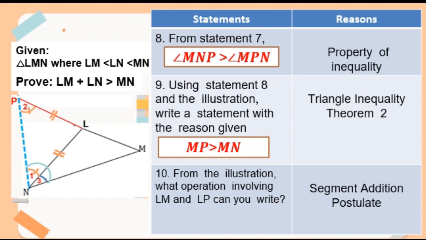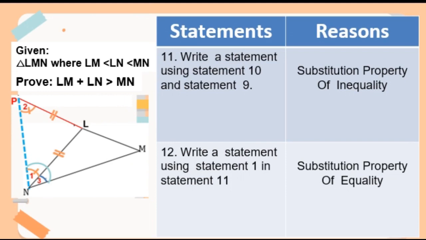From the illustration, what operation involving LM and LP can you write? LM plus LP is equal to MP. So that is the segment addition postulate. For statement number 11, write a statement using statement number 10 and statement number 9. LM plus LP is greater than MN. So the reason is substitution property of inequality.